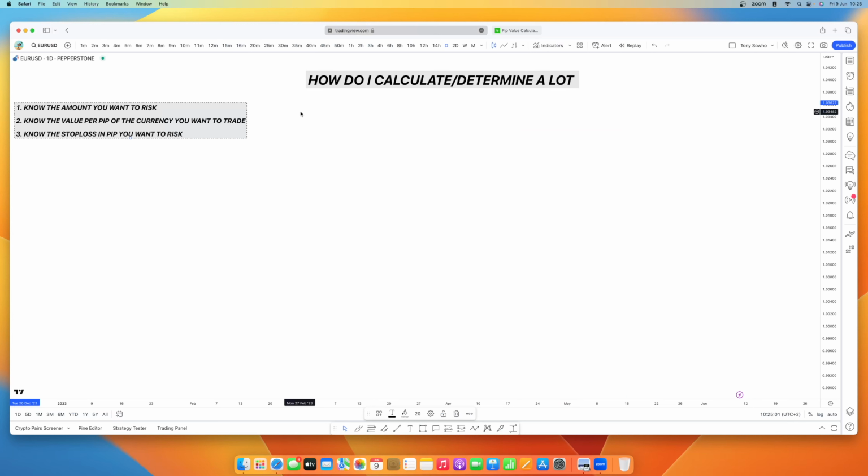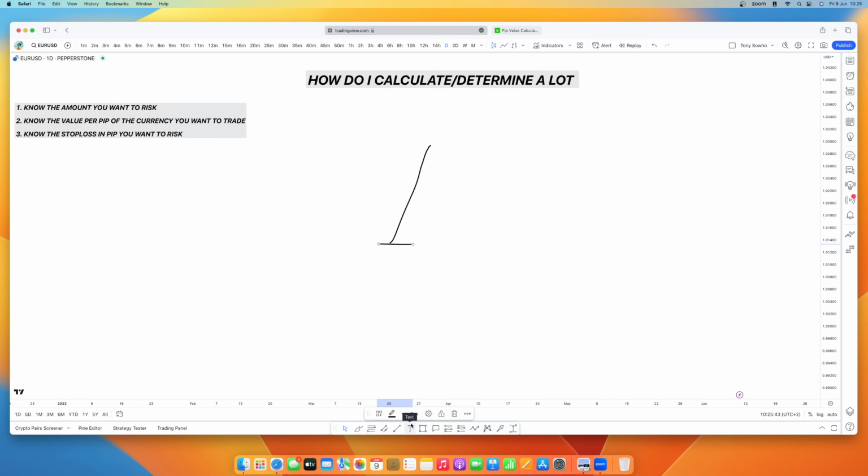Then the third one is know the stop loss in pips you want to risk. So if you're buying Euro USD, remember buying means you want price to go up because you're buying, right? Okay, first, I think I need to explain what a stop loss is, what an entry is, and what a take profit is. I'm sure you must have heard of this stuff a lot of times, right? Stop loss, take profit, and then entry.